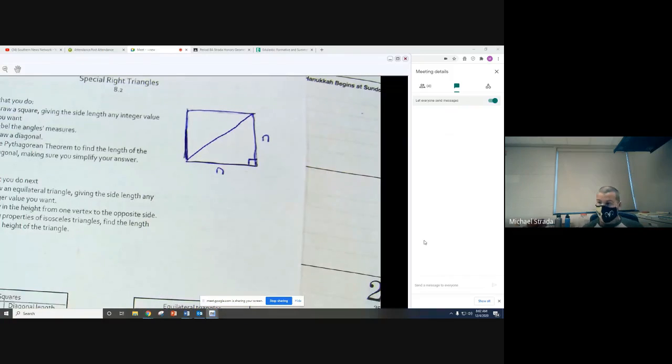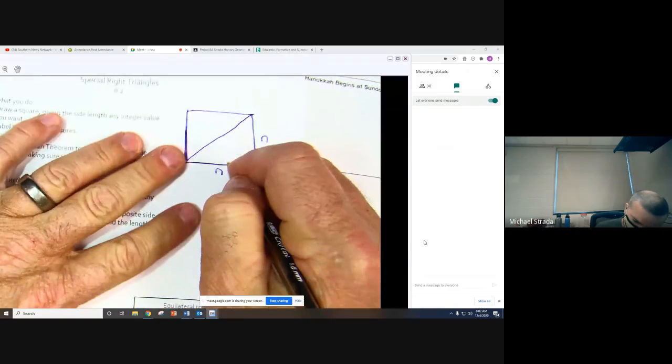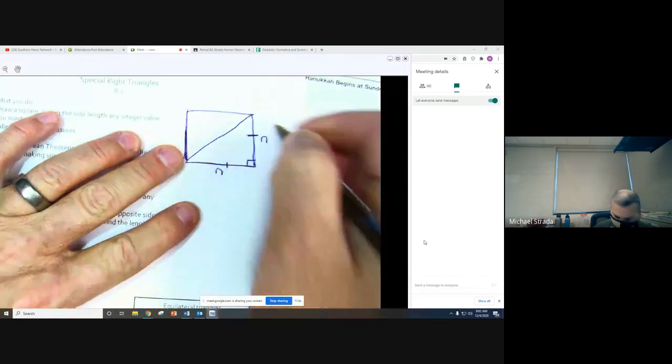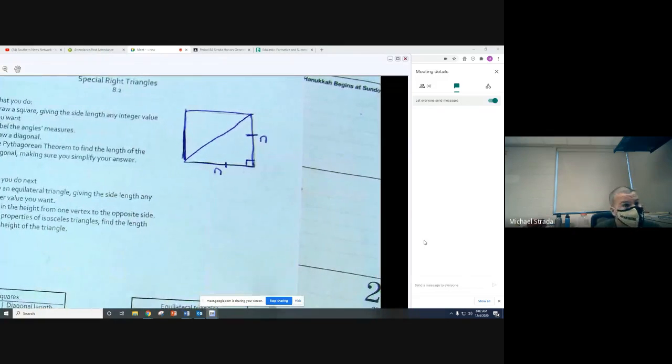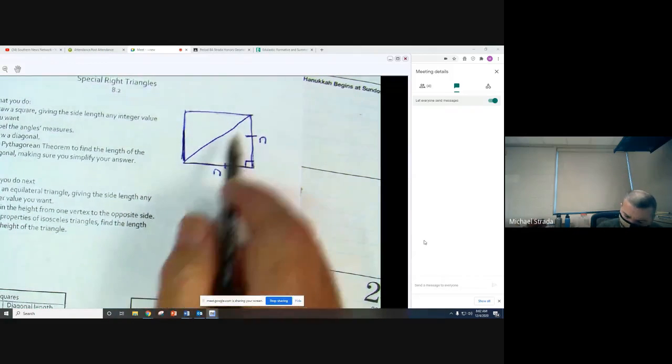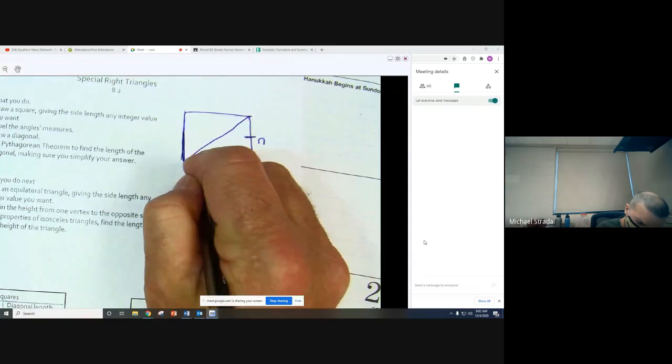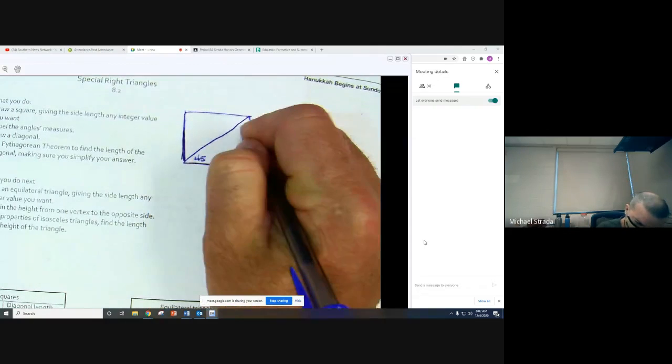All right. Now, because that's congruent, that triangle is isosceles. So if this is 90 degrees, these two angles have to be congruent. They have to be 45 degrees each.